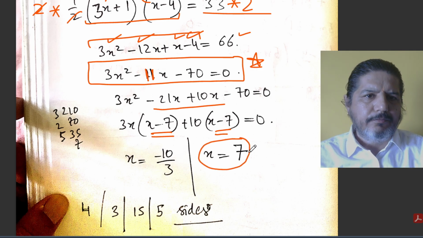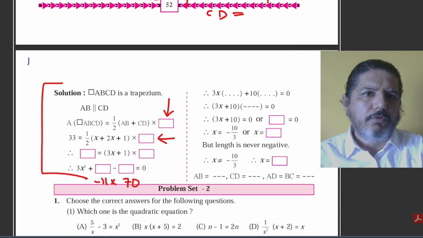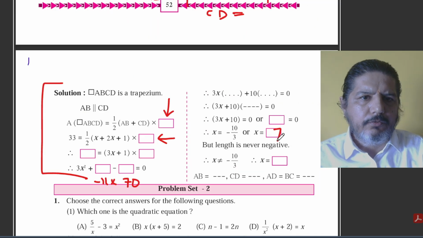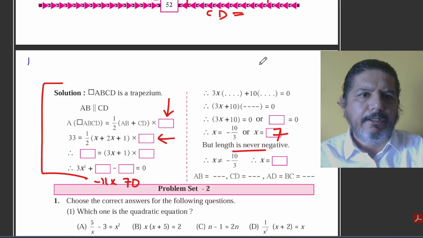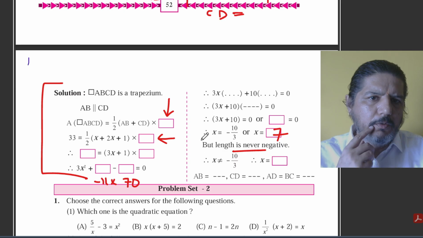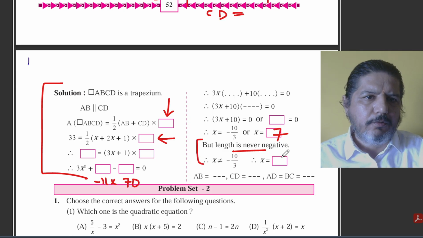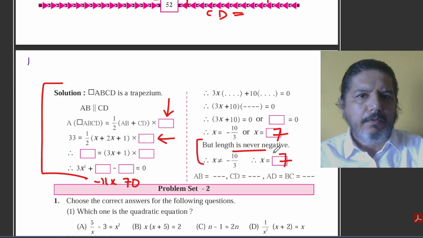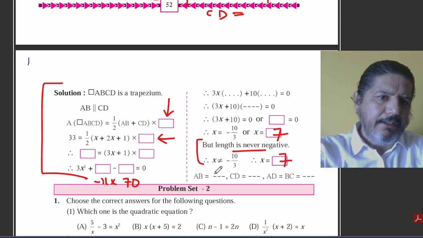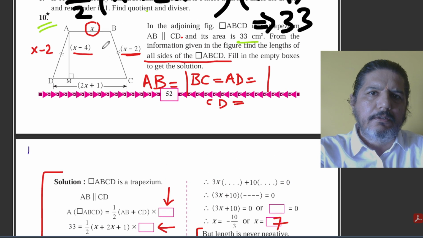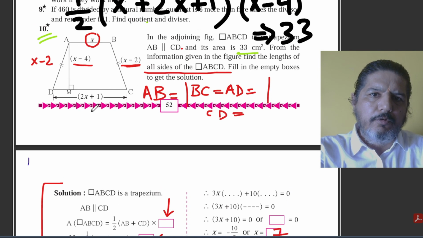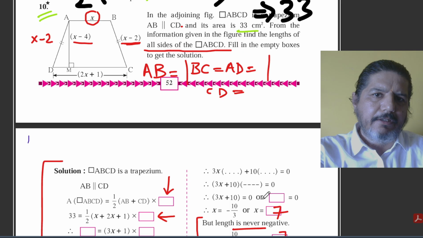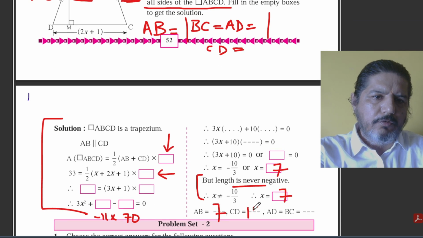See, a side can't be negative. So x would be equal to 7. You'll have to mention that x's length is never negative. So x is equal to 7. And then finally, AB would be equal to 7. CD would be twice of 7 plus 1. That would be 15.